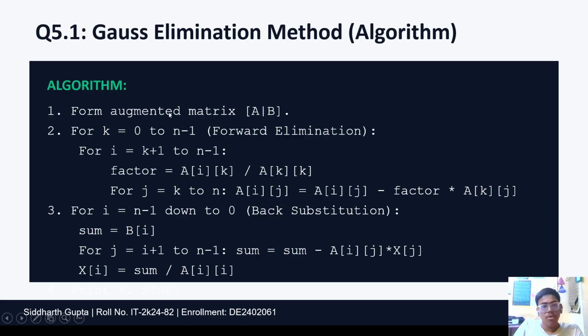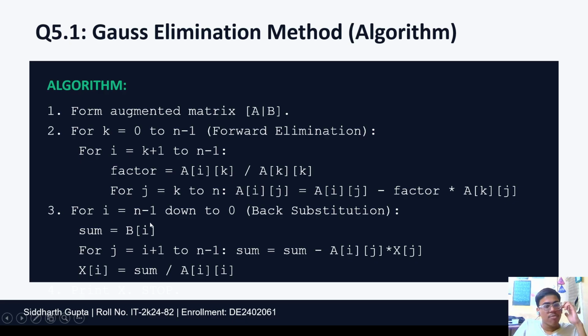So here the algorithm for Gaussian elimination is, we will first form an augmented matrix, then we will start a for loop from k is equal to 0 to n minus 1, and then again a for loop from k plus 1 to n minus 1, and the factor will be a of ik upon a of kk. Then again a third loop for j is equal to k to n, a of ij will be equal to a of ij minus factor into a of kj. This is the step of forward elimination. This will convert your matrix into an upper triangular matrix, and for that we use these three loops.